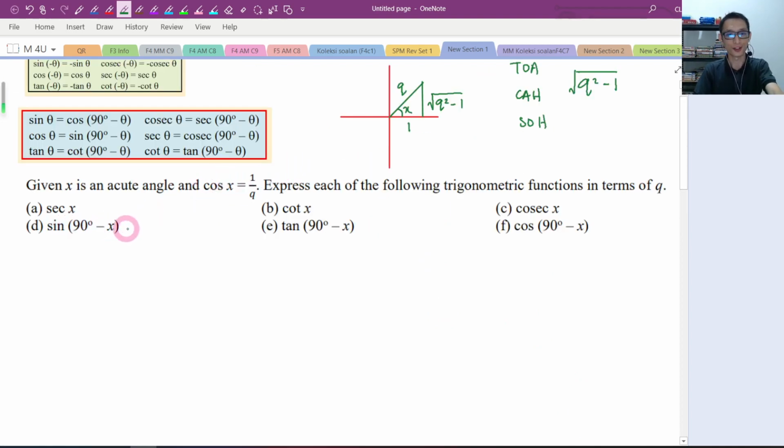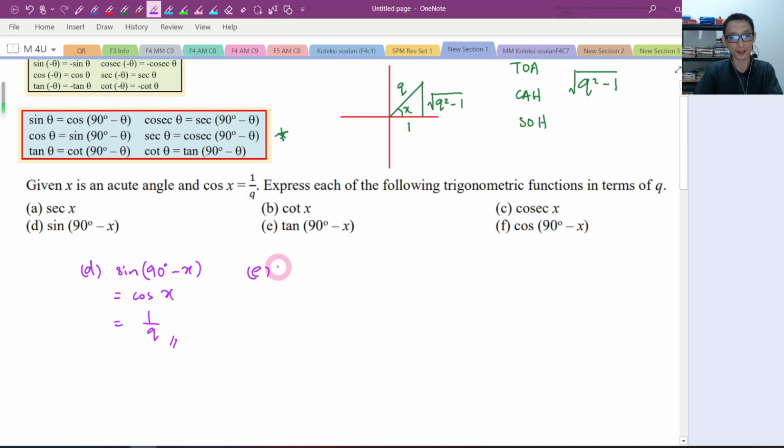Now let's go to this. Okay, we are going to use these rules again. Remember, sine, cosine one group, tangent, cotangent one group, secant, cosecant one group. Sine of 90 degree minus x is actually equal to cosine x, right? So cosine x is equal to 1 over q. So how about this part E? Tangent of 90 degree minus x is equal to cotangent x. If you forget, you can just refer to this one.